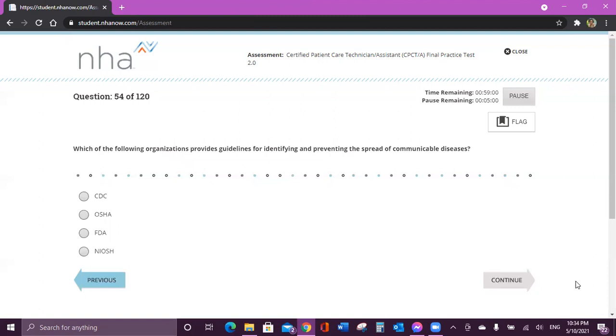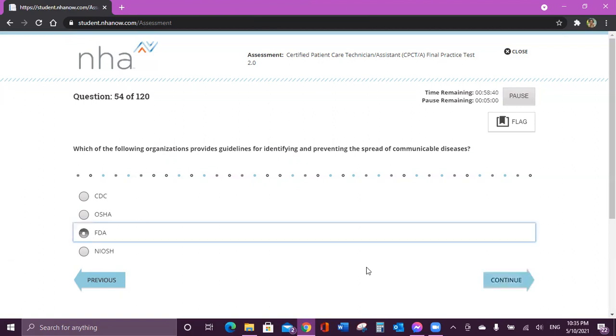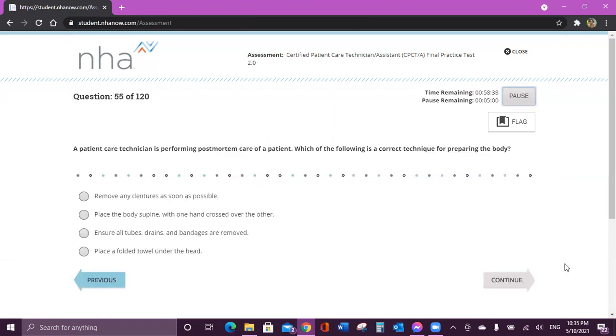Which of the following organizations provides guidelines to identify and prevent the spread of communicable disease? OSHA? No, la FDA. FDA, creo. Oh, bueno. Okay. Let's pick one. Okay, doesn't matter.